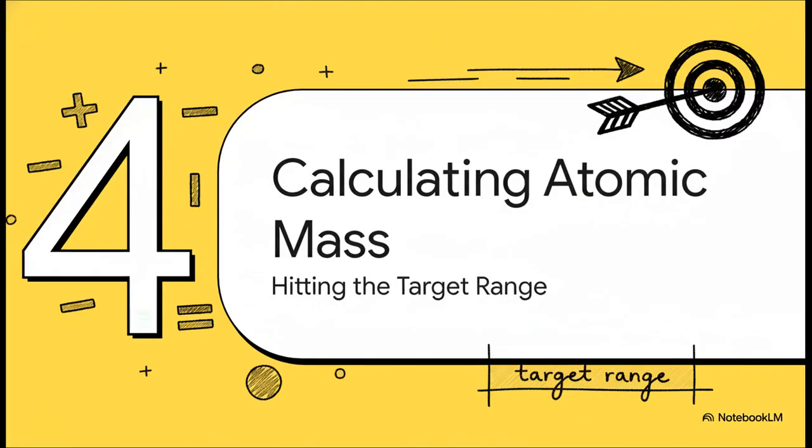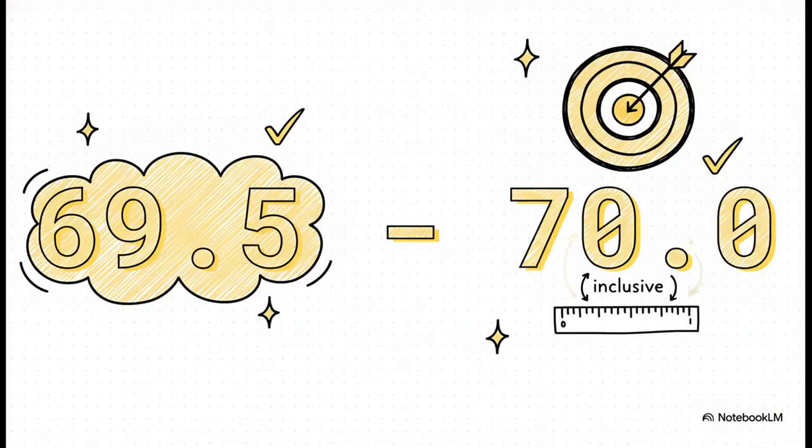All right, let's get our calculators out for question 04.5. This one's about calculating the relative atomic mass. Now, what's really important here is that the mark scheme isn't looking for one single perfect number. Instead, it gives you a target range to hit. And here's that range. As long as your final answer is somewhere between 69.5 and 70.0, you get the full mark. This gives you a little bit of flexibility for how you round your numbers during the calculation. So just get in that zone and you're golden.